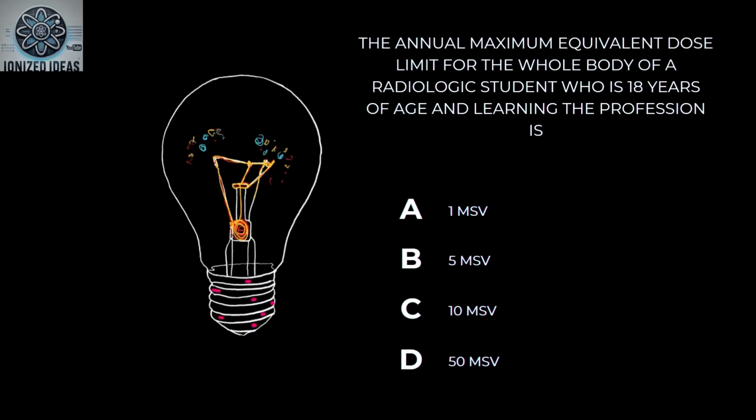The annual maximum equivalent dose limit for the whole body of a radiologic student who is 18 years of age and learning the profession is: A. 1 millisievert, B. 5 millisieverts, C. 10 millisieverts, D. 50 millisieverts.